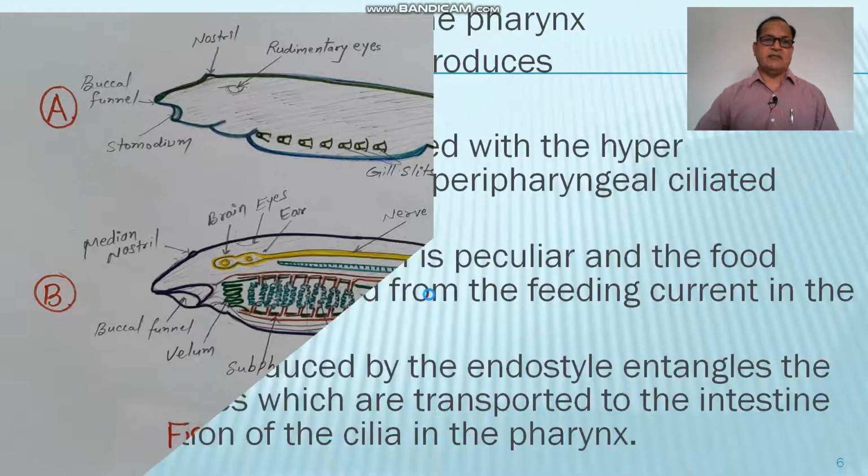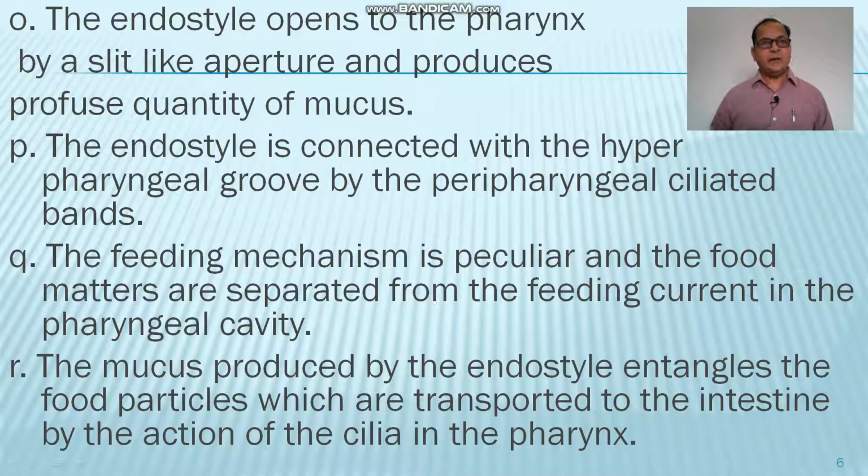The endostyle opens into the pharynx by a slit-like aperture and produces a profuse quantity of mucus, which entangles the food particles inside it. The endostyle is connected with the hypopharyngeal groove by the peripharyngeal ciliated bands.